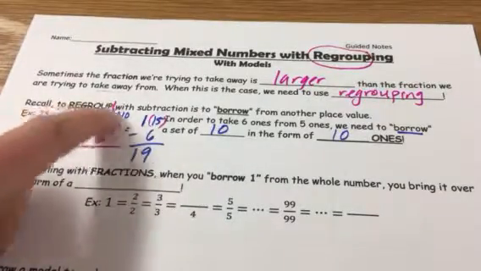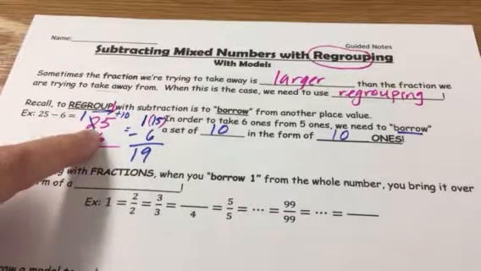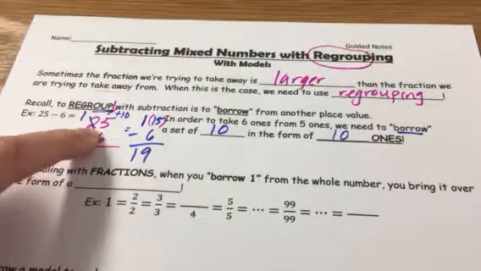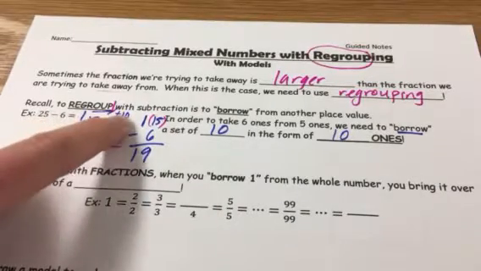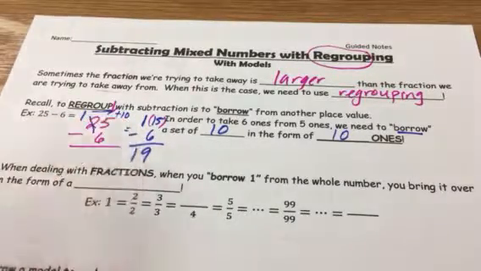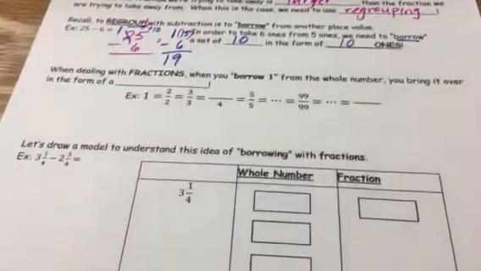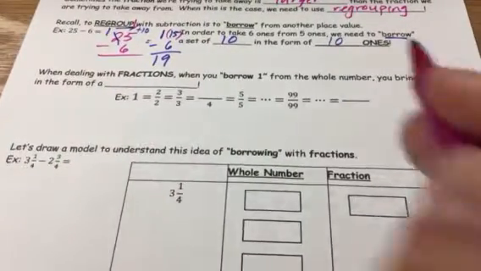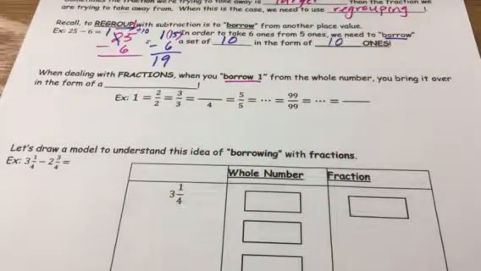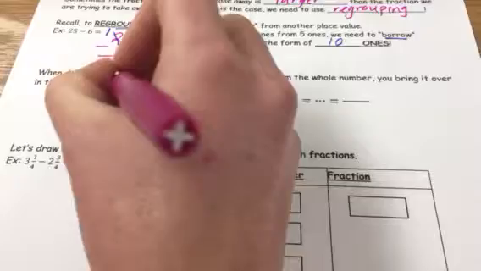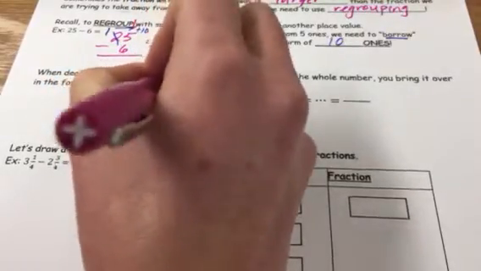So we're going to use the same idea of borrowing a number and bringing it over in its equivalent form, because I did not lose my 10. One set of 10 is equal to 10 ones. So I kept that value the same. Let's take a look at when we're dealing with fractions. When we are dealing with fractions, to borrow 1 from the whole number means you're going to bring it over in the form of a fraction.